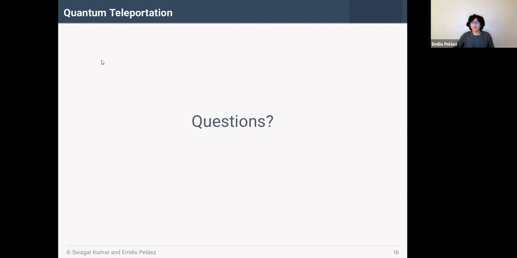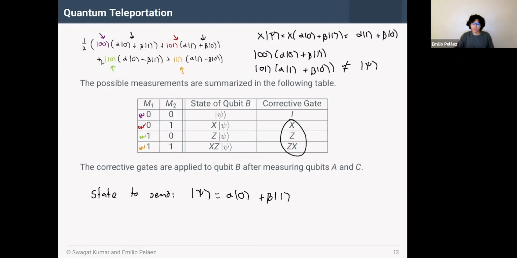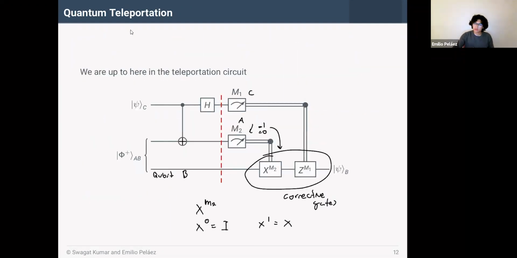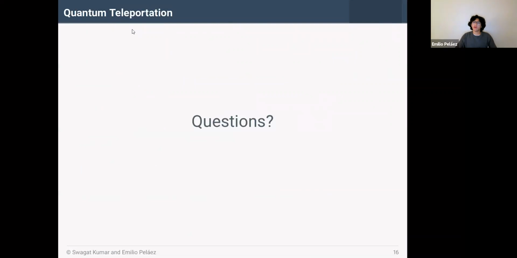Yes, so in teleportation, with these two classical bits, we will send them through classical channels. So the speed of this protocol depends on the speed at which we can send classical information. And this is also really nice because that way we do not violate that information cannot travel faster than light, because we still rely on classical information that cannot be sent at a speed faster than light. So that's really nice.